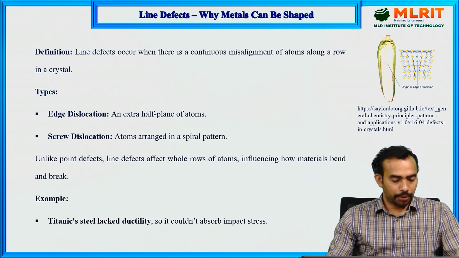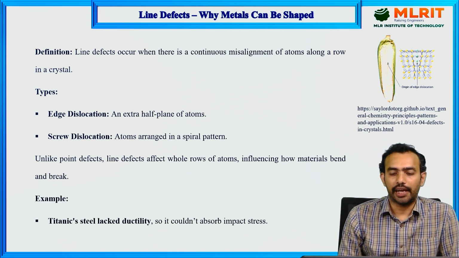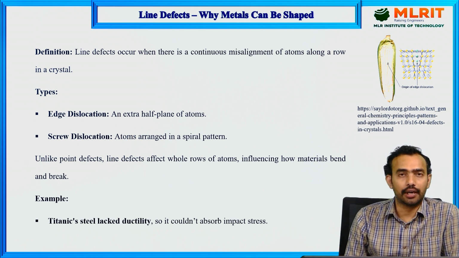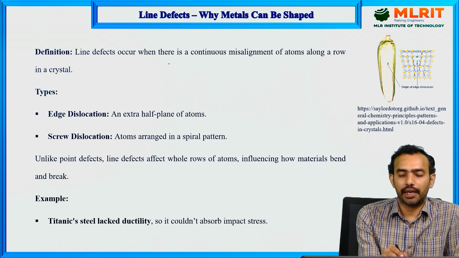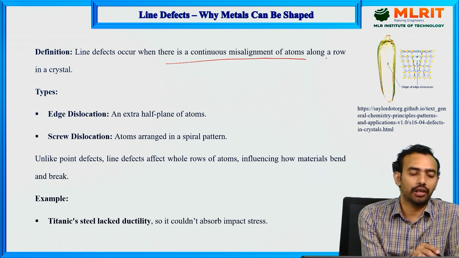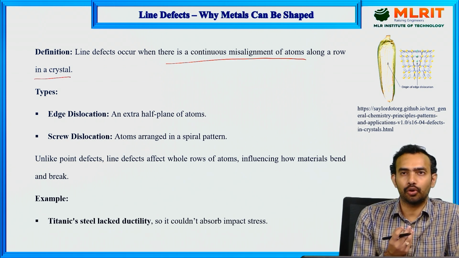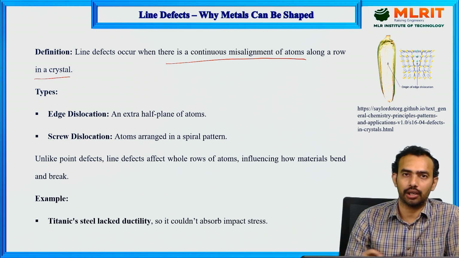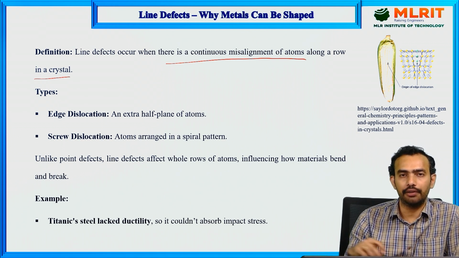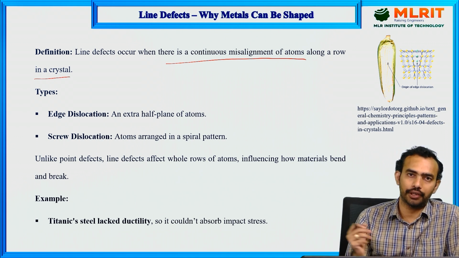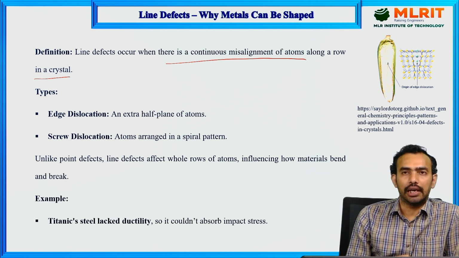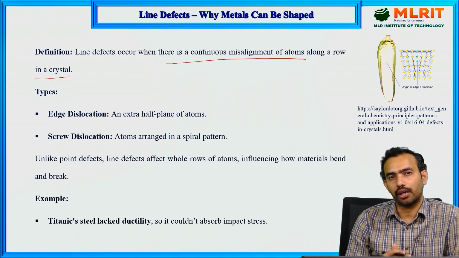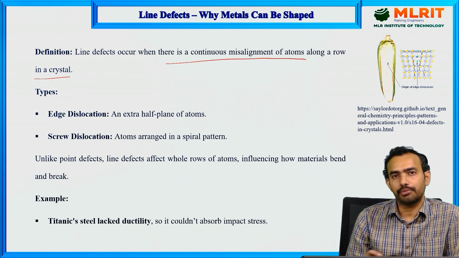Next, going into the line defects. What is a line defect first of all? Line defects occur when there is a continuous misalignment of atoms along a row in a crystal. If a group of atoms along a particular direction, along a particular length or line, are identified to be missing, such defects are considered line defects, and these are one-dimensional defects along a particular line or length. So atoms are missing.